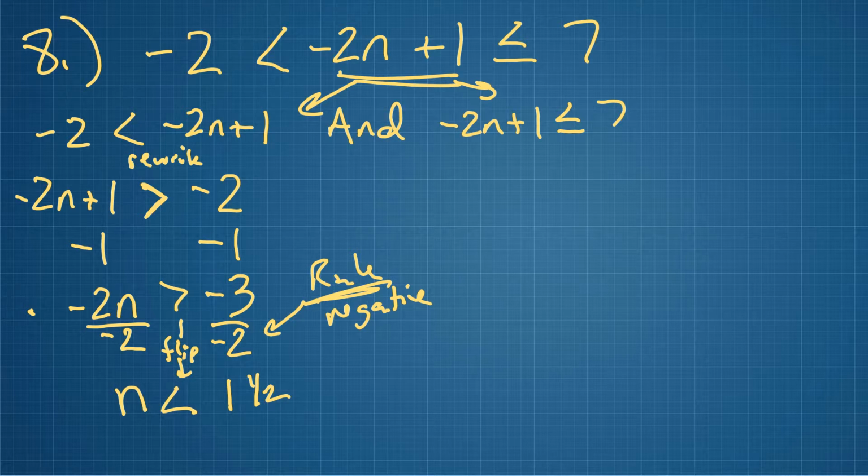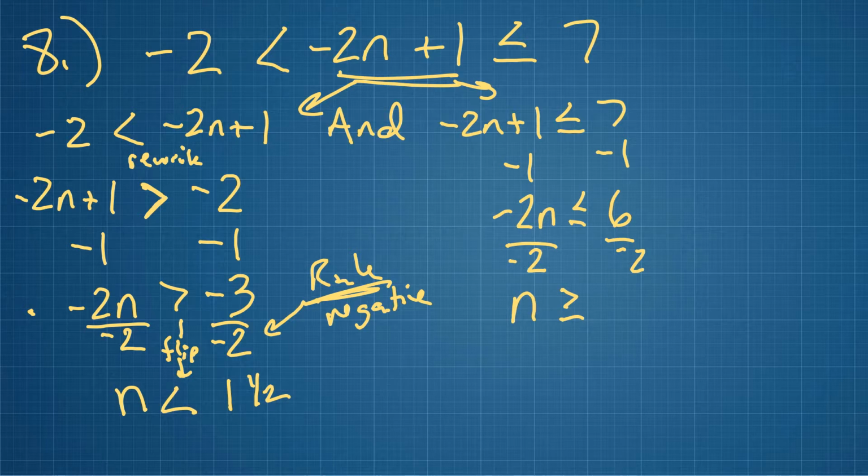All right. I did that side all by itself. Now I just do the next one. I minus 1 from both sides. I get negative 2n is less than or equal to 6. Divide by negative 2, divide by negative 2. I get n is greater than, remember our rule that tells me I have to flip it, greater than or equal to negative 3.